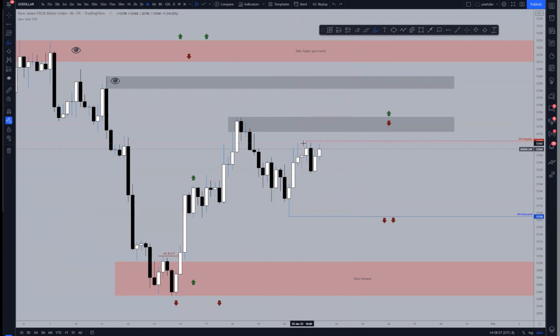So my levels to watch: H4 supply, and then this first gray box right here where we have our break or bounce. If price can stay above this area and continue to push to the upside, then we have target 1 here, target 2 here. If price cannot make it above those areas, I'm looking for a break below H4 demand, and that will switch my bias into selling the dollar for the week.